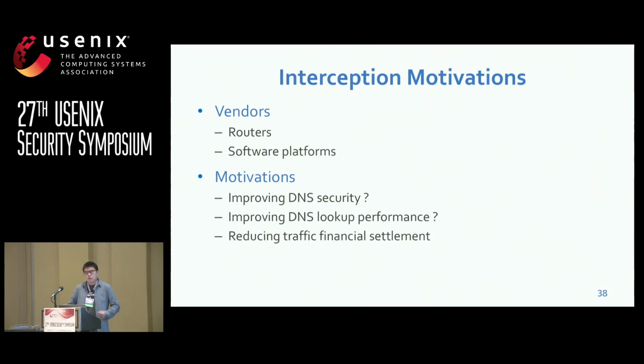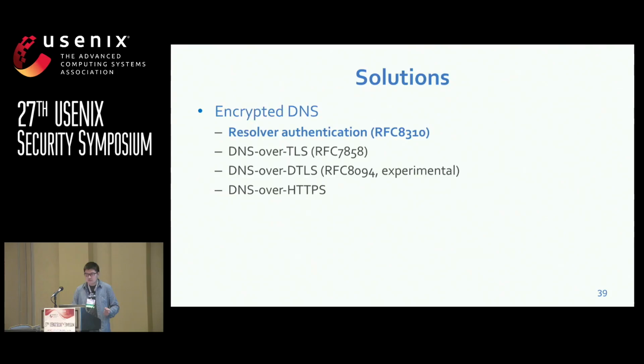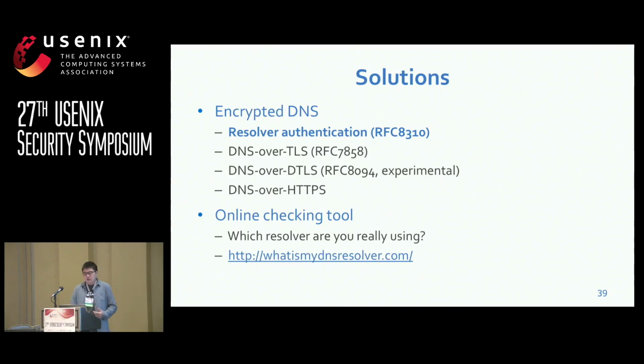Finally, Internet service providers would like to reduce traffic exchange among networks. By redirecting DNS traffic, this can be satisfied. After an offline meeting with the DNS security team of one large Chinese Internet service provider, this motivation is confirmed. To solve this problem, we believe the key point is to authenticate the resolver that we are using, but its deployment still has a long way to go. Based on our observations, we provide an online checking tool to help Internet users detect DNS interception.